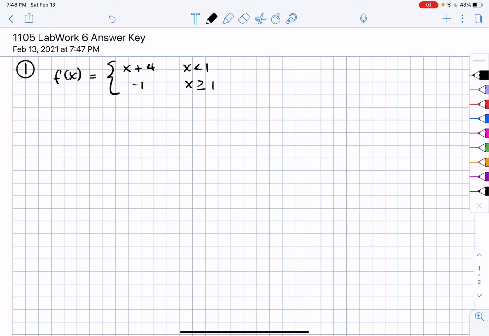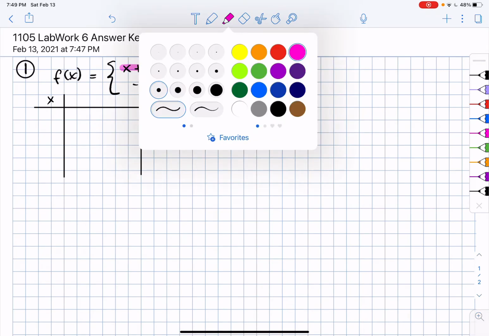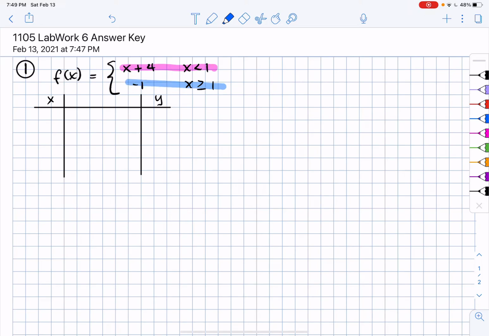The more I thought about it, the more I helped other students, what I realize is that maybe the best thing to do is actually just to create a table. Okay? So back in the day when you guys create tables, it looks something like this. Here is my x values, here's my y values, and what I notice is that right here it tells me which equation to use depending on the x value. I'll use x plus 4 when x is less than 1, and I would use y is equal to negative 1 when x is greater than or equal to 1, okay?